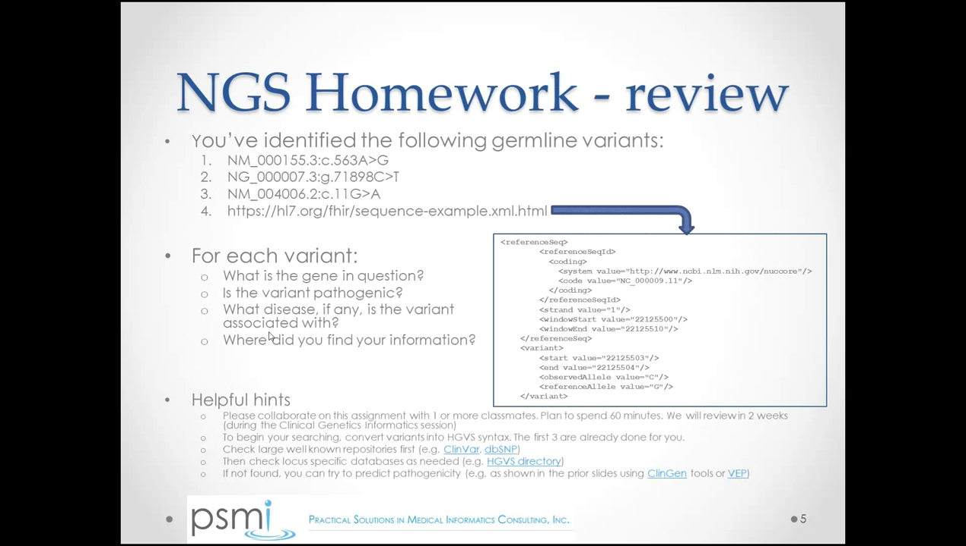And 2 weeks ago, we had a homework assignment, and I wanted to go over that before we dig into today's material. In the homework assignment, you were given 4 different variants. And for each variant, we were going to try to figure out what is the gene in question, is the variant pathogenic, what disease, if any, is the variant associated with, and where did you find your information.